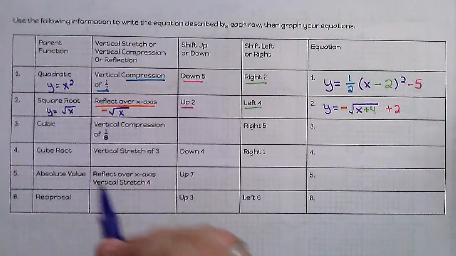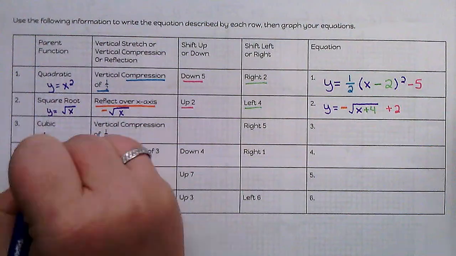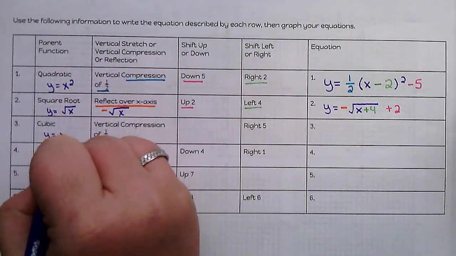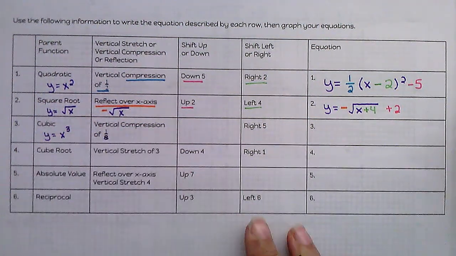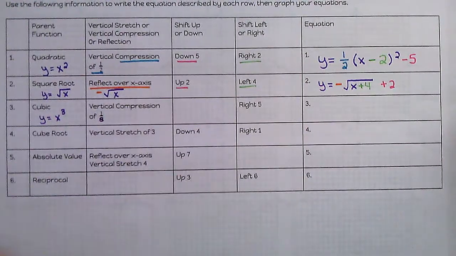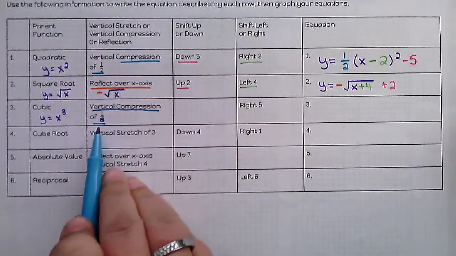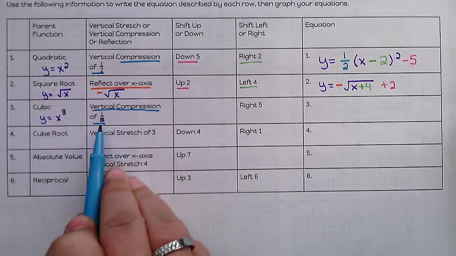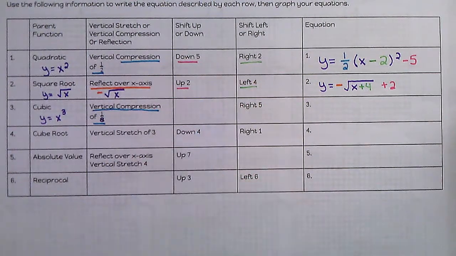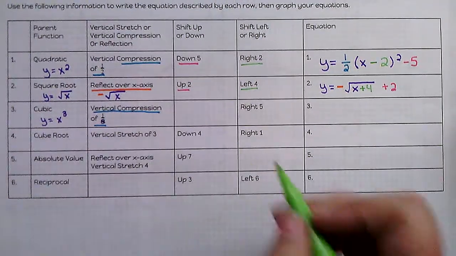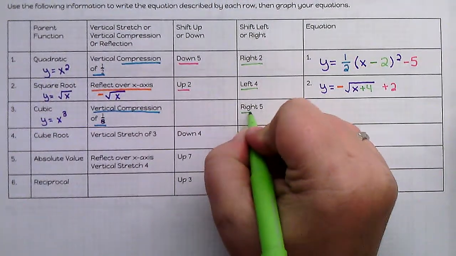Our next one is a cubic. Cubic is y equals x to the third. So we have a vertical compression. Well, that's a big compression. Vertical compression of 1/8. If your paper says 1/9, please change it to 1/8. It looks like we don't have an up or down shift, but we do have a right 5.